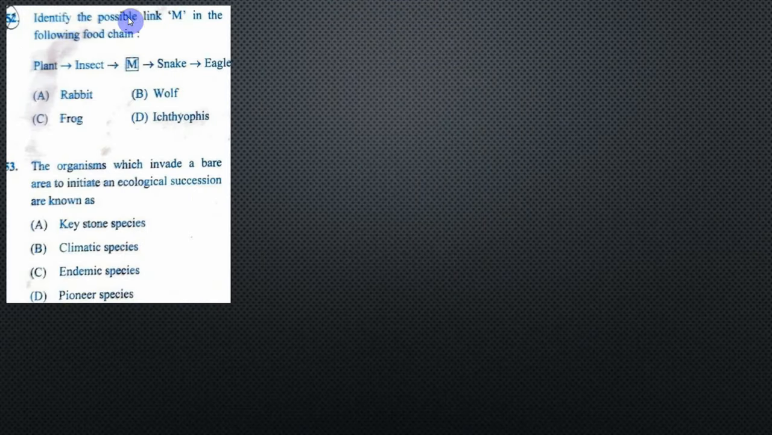Moving on, identify the possible link in the following food chain: plant, insect, blank, which we should identify, and snake and eagle. So options are A is rabbit, B is wolf, C is frog, D is Ichthyophis. It's very easy question. It is the frog as the right answer. The next question we are having: the organisms which invade a bare area to initiate ecological succession are known as A. Keystone species, B. Climatic species, C. Endemic species, D. Pioneer species. So the first species that actually acquire or take over an area and begin the actual succession, they are called as the pioneer species. So D is the right answer for this.